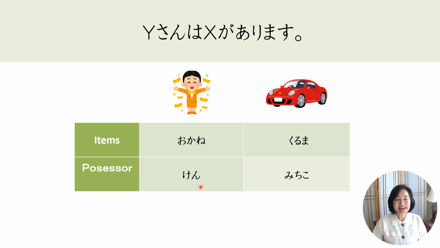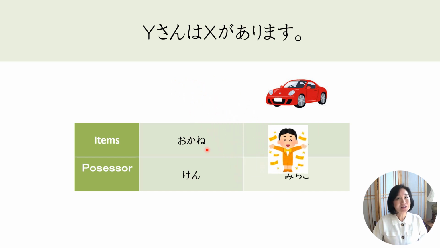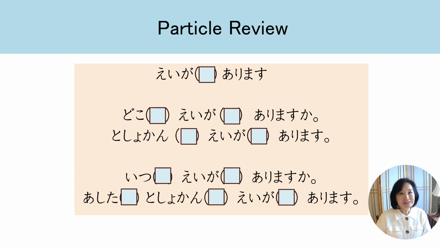ケンさんはお金があります。Okay, how about a car? Who has the car? みちこさんは車があります。いいですね。Okay, let's do this together. I want you to fill out the space with the appropriate particle. If you don't need any particle, just put the cross mark in there.